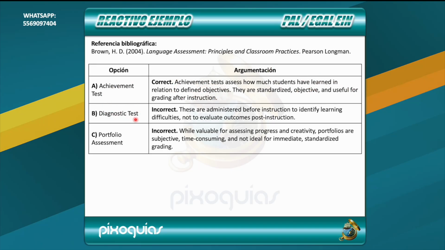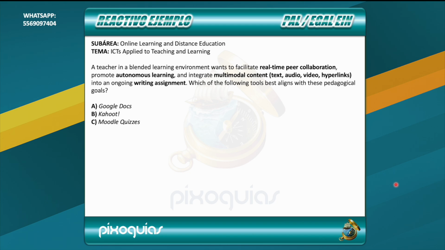B. Diagnostic test is incorrect because these are administered before instruction to identify learning difficulties and not to evaluate outcomes post-instruction. And C. Portfolio assessment is incorrect because while valuable for assessing progress and creativity, portfolios are subjective, time-consuming, and not ideal for immediate standardized grading.